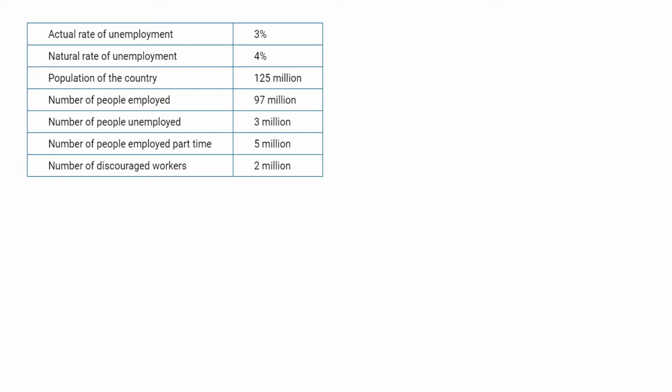Given the state of the economy described in the table, is actual real output less than, greater than, or equal to potential real output? And we need to explain. So if we just take a little look-see here, it tells us the natural rate of unemployment. The natural rate of unemployment is when the economy is totally normal, everything's right. That would equal potential real output.